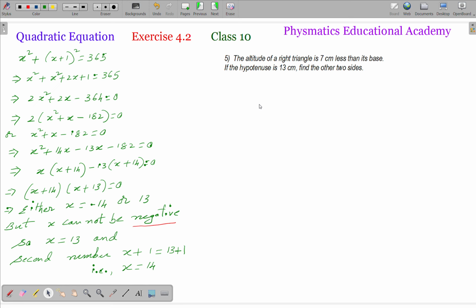Question number 5. The altitude of a right angle triangle is 7 centimeter less than its base. If the hypotenuse is 13 centimeter, find the other two sides. This is question number 5.